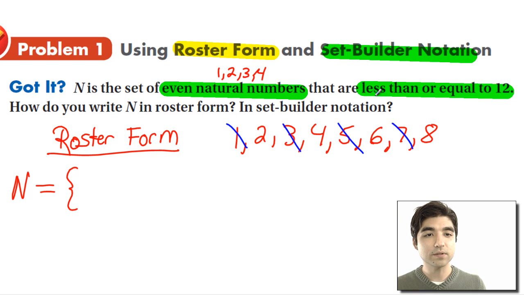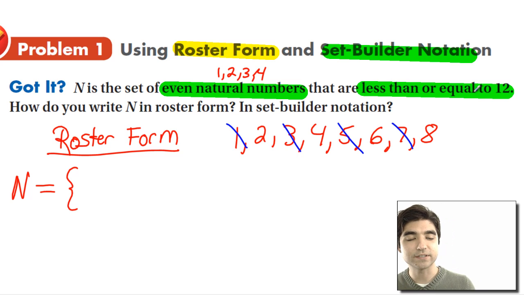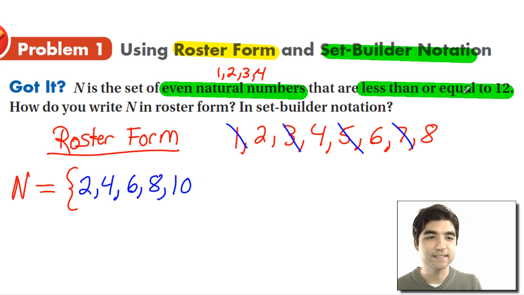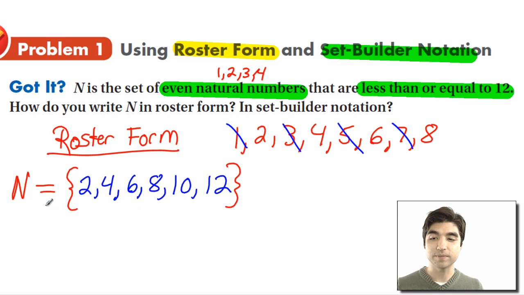So we want to go all the way up to the ones that are less than or equal to 12. So we could put 2, 4, 6, 8, 10, and it says less than or equal to 12, so we can include 12 as well. And then you just close this up with the curly braces. So this is roster form. You just put the variable and you say that equals curly braces, then you put everything that's in the set in the curly braces. Now set builder notation, let's look at that.